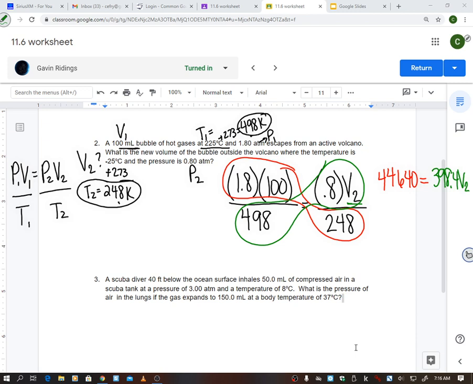So now to get V2 by itself, I'm going to have to divide each side by 398.4. And once I do that, that cancels, that crosses out. So once I take 44,640 and divide it by 398.4, you should get 112, and it's a volume, so it's milliliters. Okay, so that's how you do that one. I haven't had a chance to really look at yours in depth yet. I just saw that the overall answer was off, so I wanted to make sure I hit on this one too.